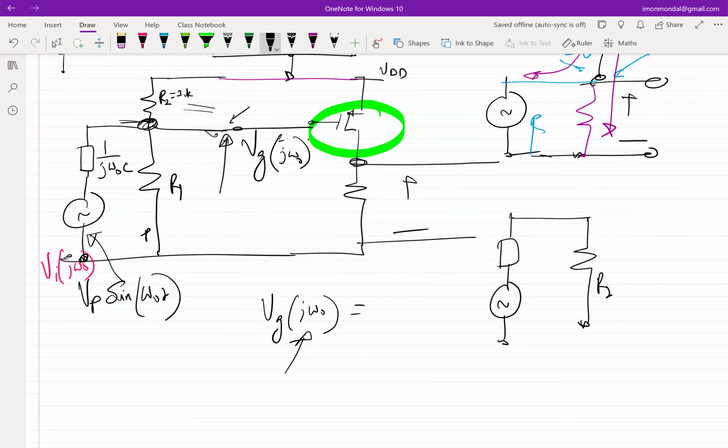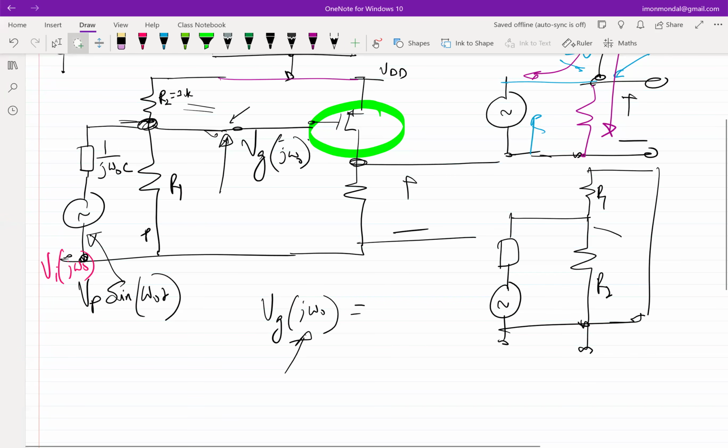This is R2. And the other guy here, R1. What should I do to the others, to VDD? Short. So essentially this becomes R1 parallel R2. So this is 1 by j omega naught C.